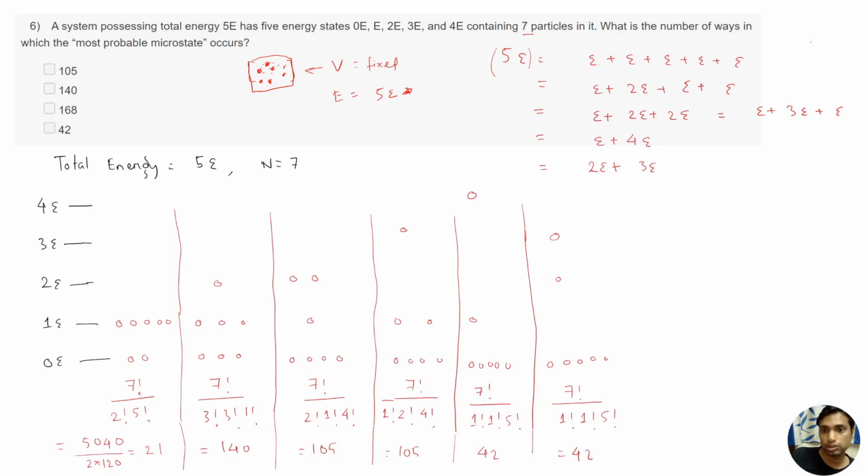So what you are doing here, 1 2 3 4 5, you take first 1E, 1E, 1E, and whatever the rest is there, so you need to have 7 particles, right? So 7 particles, so the other 2 particles are in 0E. So that you need not write, but this is assumed.